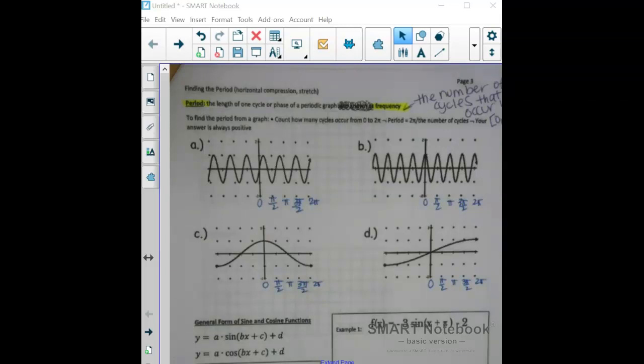We're definitely going to need some highlighters, so I'd probably get a few different colors because we're going to need them.